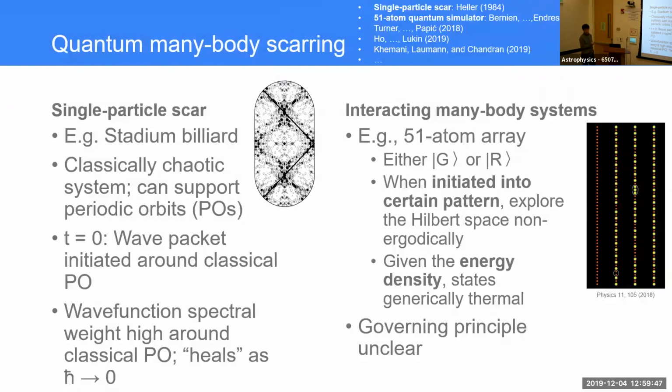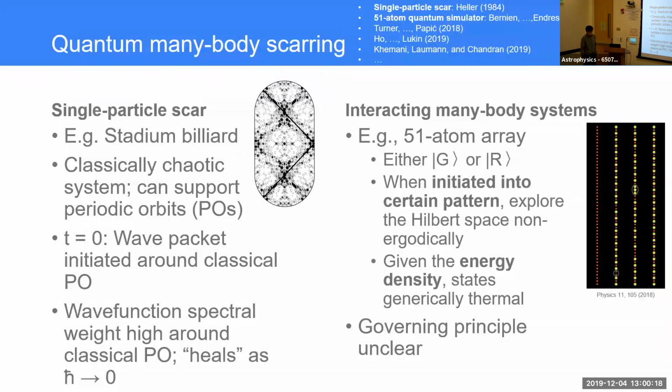So it seems that physicists have been having difficulty generalizing the same concept to interacting many-body systems. One recent experimental breakthrough is the Harvard-MIT-Caltech experiment of the 51-atom quantum simulator. So the setup is the following. We have a chain of 51 atoms that could be independently initiated into either the ground state, the dark red dot, or the Rydberg state, which is represented in yellow.